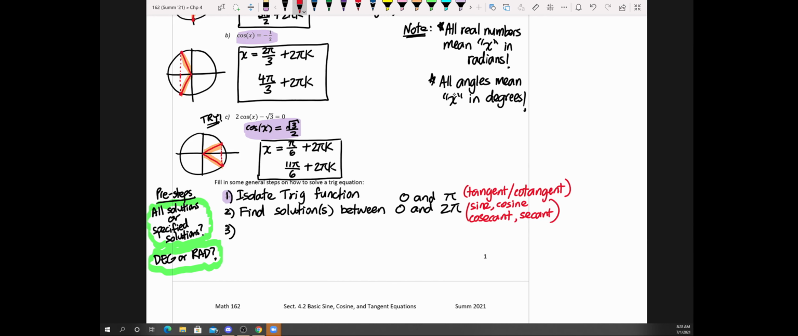Okay, and then step 3, we want to add period times k to each solution. Now that might not always be 2 pi k. If your period is 2 pi, then you're adding 2 pi k to each solution. But if your period is pi, then you add pi k to each solution. And sometimes we're in degrees, not radians, so it could be 360 degrees times k or 180 degrees times k.